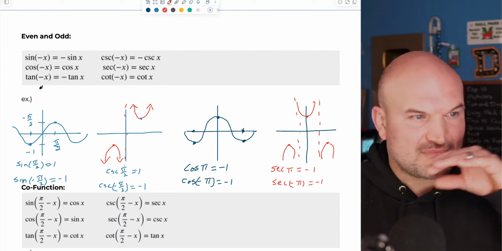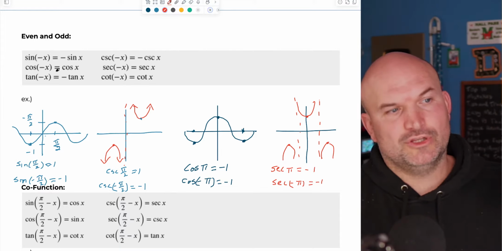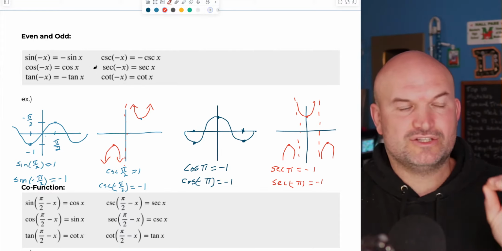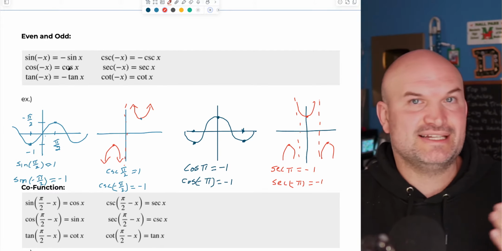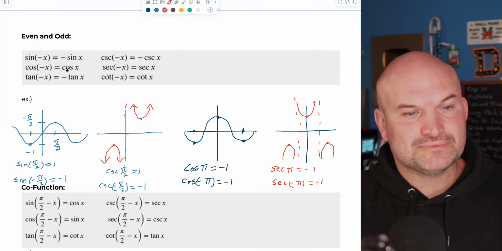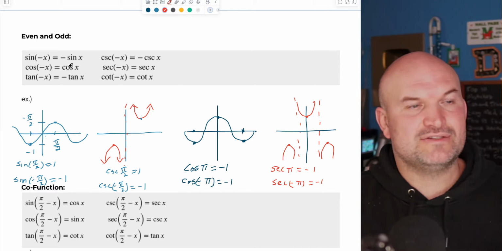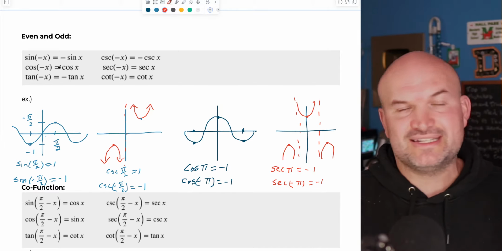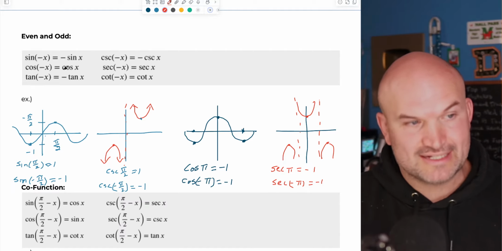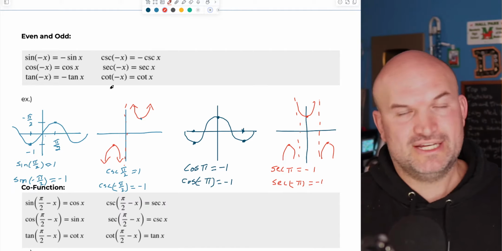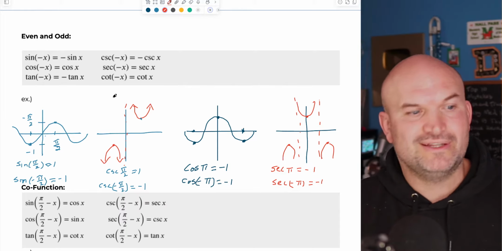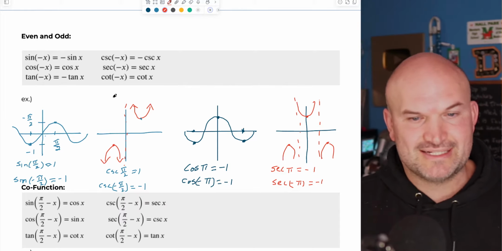So the important thing when you're looking at the cosine and secant is that they are the only ones where, when you take the negative angle, you get the exact same value as the original. So if it's a cosine of negative x, it's the exact same as a cosine of x. However, sine, cosecant, tangent, and cotangent, which I don't have enough room to show you graphically, do not behave this way.